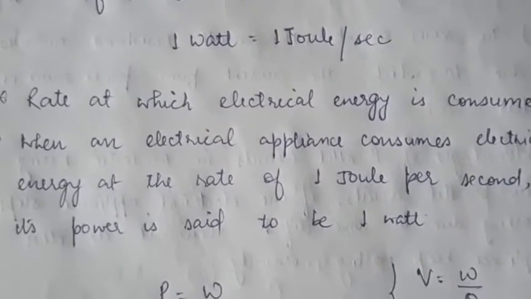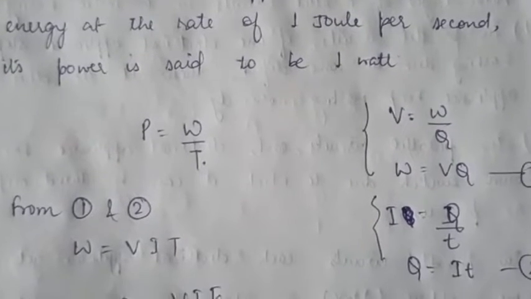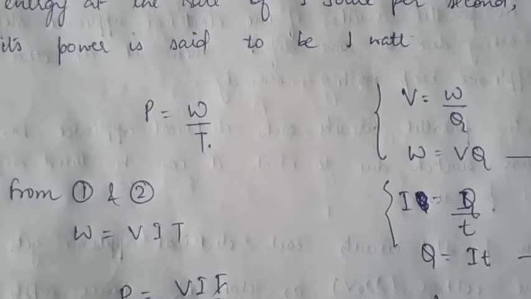So if we go on with the formula of power, then P is equal to W by T. What is W? Work done. Now let us recall where we have studied work done. If you remember, in the topic electric potential, we studied about work done. That was work done in moving a charge from one point to another.